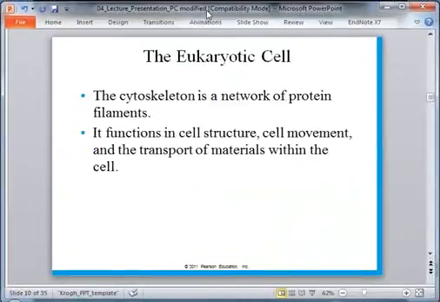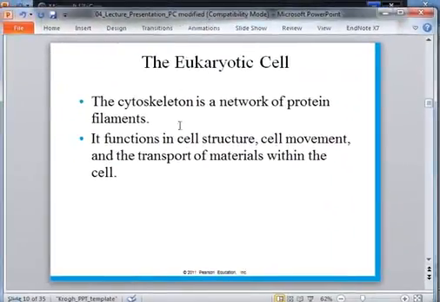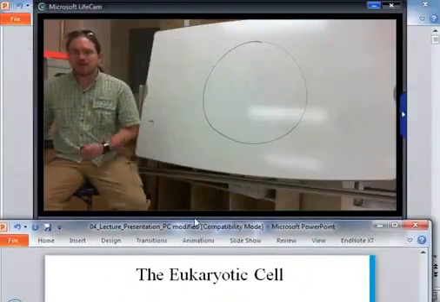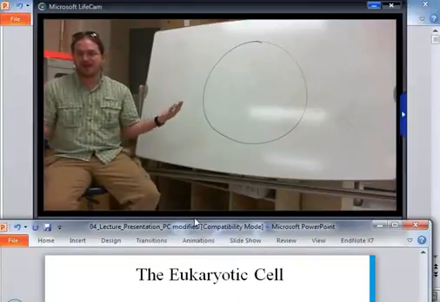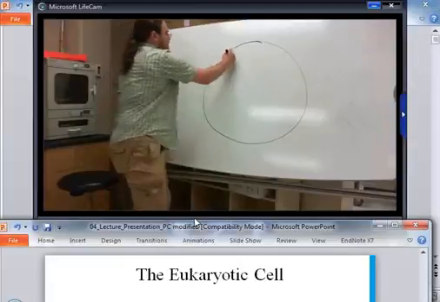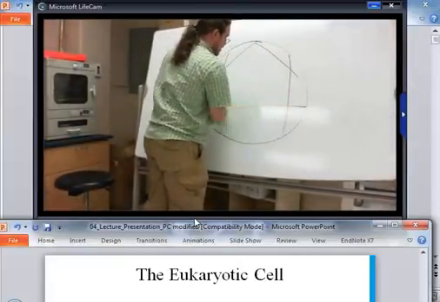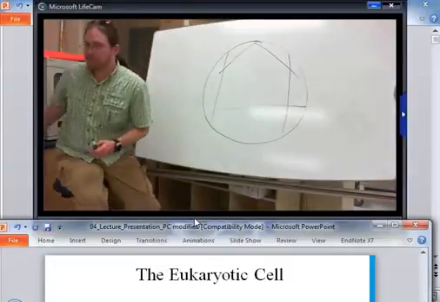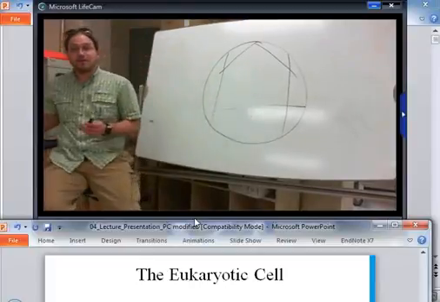There also is a cytoskeleton. All right. Now, the cytoskeleton functions in cell structure, cell movement, and the transport of materials in the cell. And so if you look at your factory analogy, they say that the cytoskeleton are like the support beams that hold the factory together. And that's true. We can draw some support beams on our cell here, and these things are going to hold our cell together in some way. And that is true, but the cytoskeleton also does other things as well.